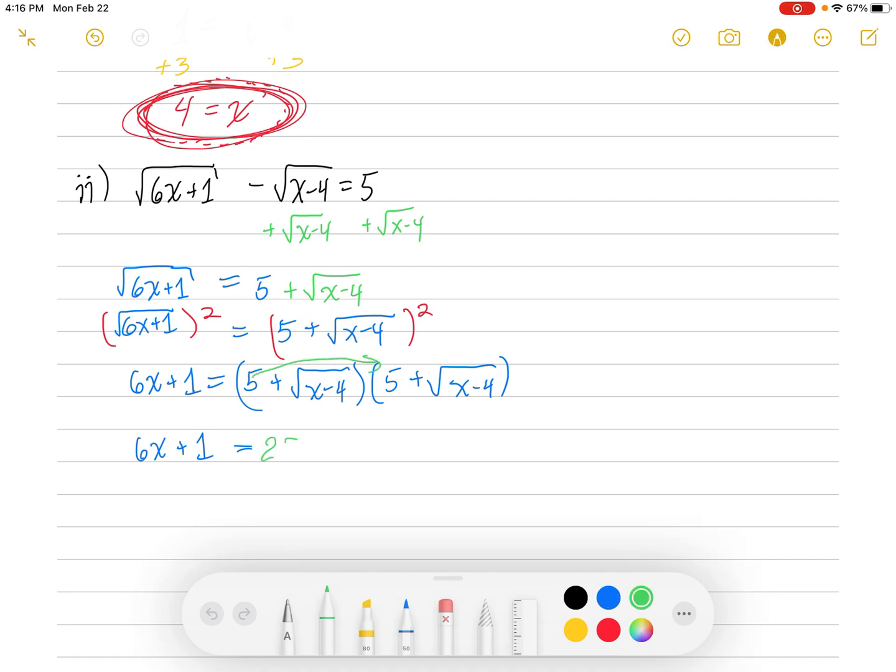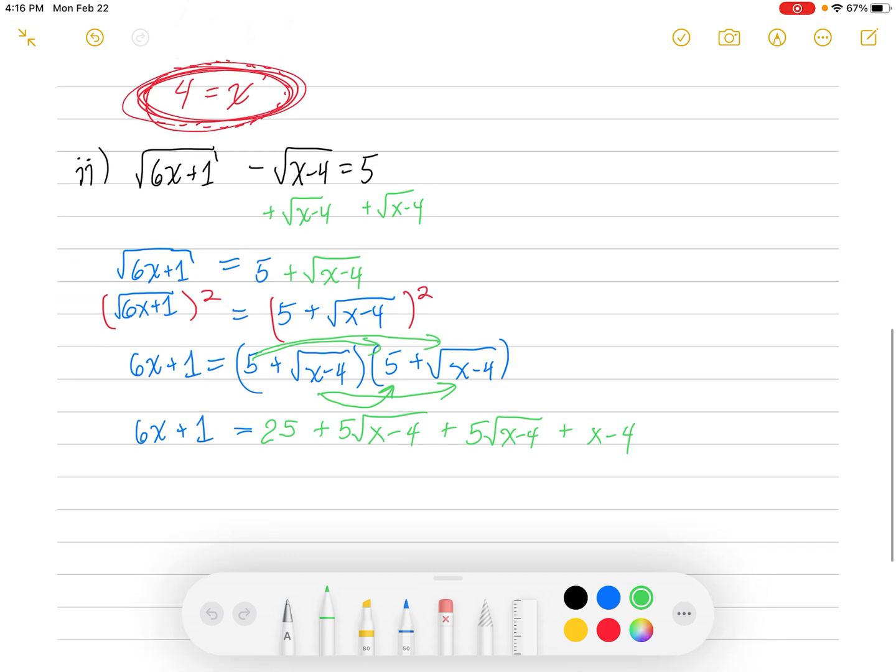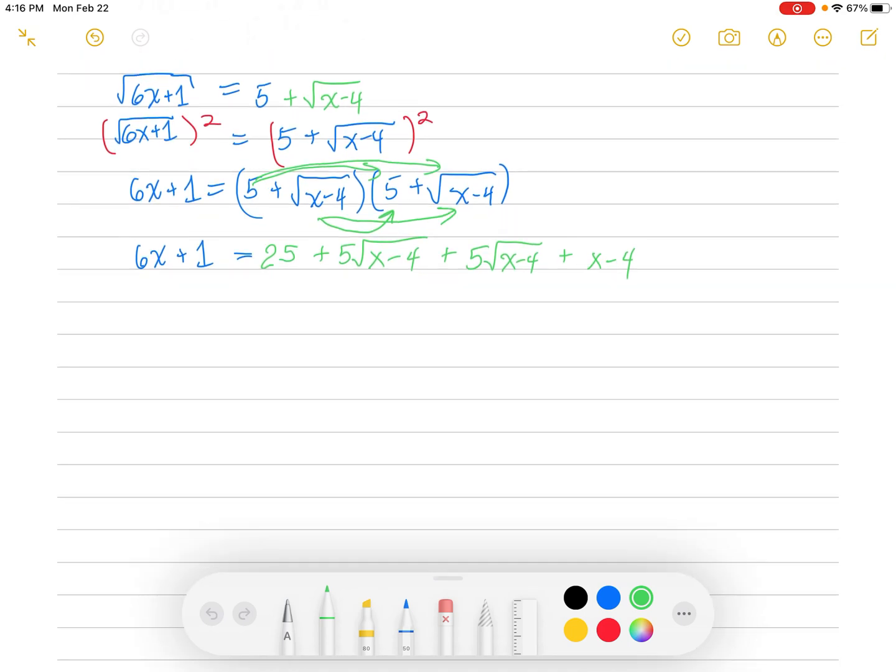5 times 5 is 25. 5 times the root is 5 root x minus 4. The root times 5 is 5 times the root x minus 4. And the root times itself is just going to give us positive x minus 4. Okay, first, outer, inner, last. We did FOIL.